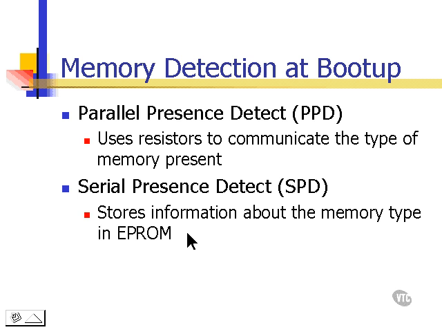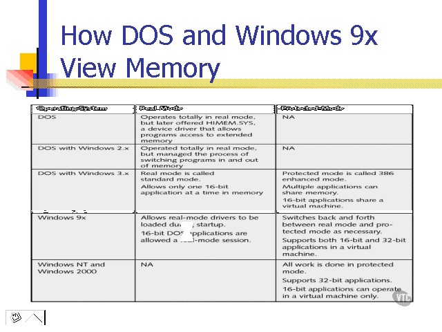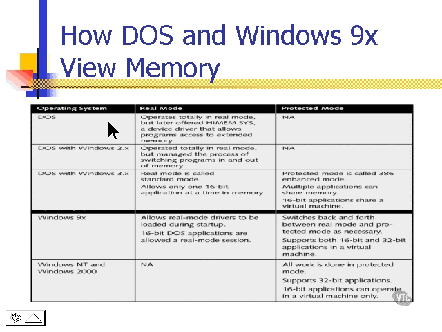But different operating systems view memory very differently. For example, the earlier operating systems like DOS and DOS with Windows 2X and 3X operated in what was called real mode. In real mode, memory has direct access to hardware, which meant that there was no real protection of the memory against the devices in the computer. The main disadvantage of that was that we couldn't multitask.